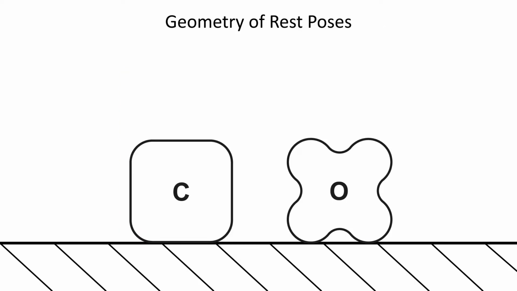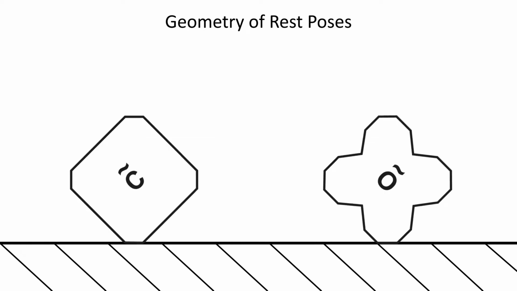Assume an object is placed on an infinitely large plane. A convex object may rest on any set of points on its boundary. Non-convex objects may only rest on the convex subset of their boundary. For meshes, this boundary is piecewise continuous.